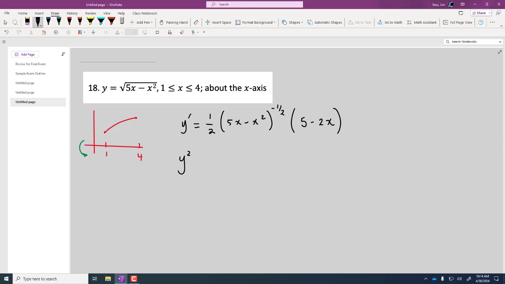That's y prime. So then y prime squared, that's going to put in the denominator a 4, and the (5x minus x squared) that's to the -1/2 pushes the square root into the bottom, but then we square it, so the square root goes away. And then in the numerator, we'll have (5 minus 2x) quantity squared. So there is derivative squared.